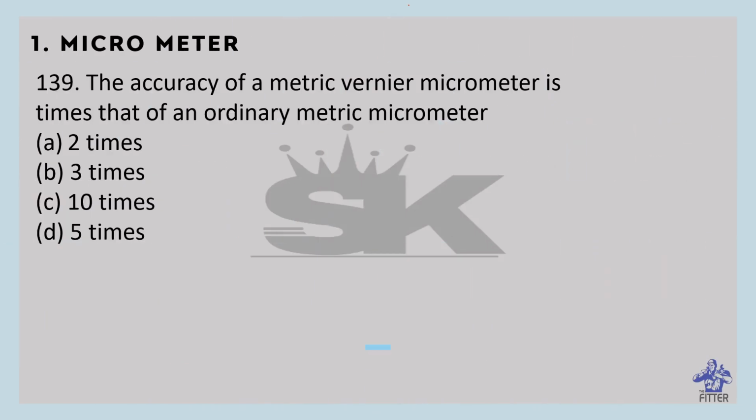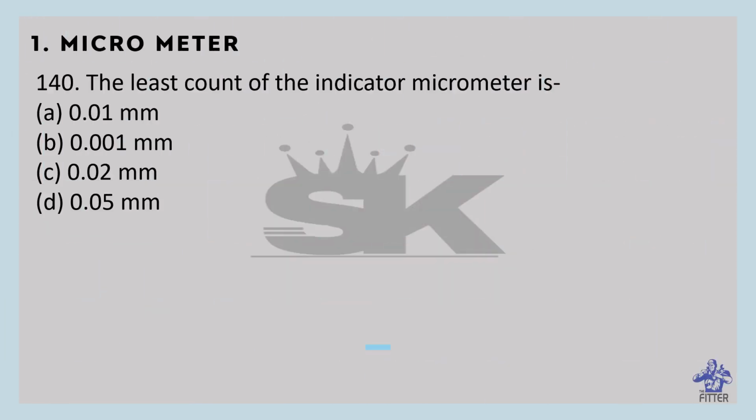The accuracy of a metric vernier micrometer is dash times that of an ordinary micrometer. So that is 10 times, option C. The least count of the indicator micrometer is 0.001 mm.